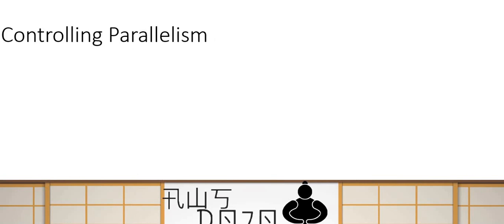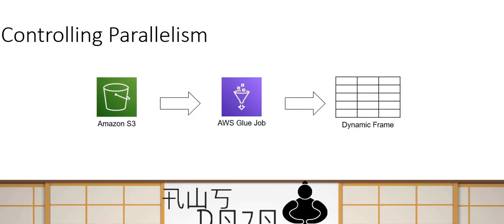So how do I do that? By controlling parallelism. Very simple. And how do I control parallelism? When I'm reading data from S3 in my Glue job, reading into a data frame, I need to do something when reading data from the S3 bucket to control how many files, or what size of data, will be allocated to my Spark task. Okay, so how do I do that?